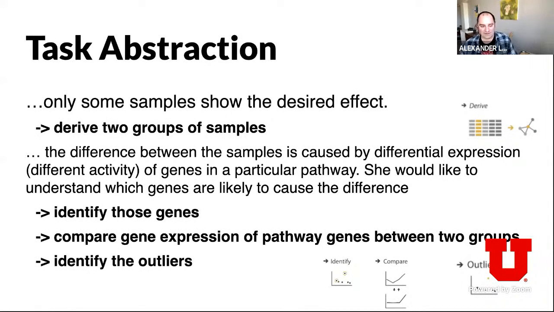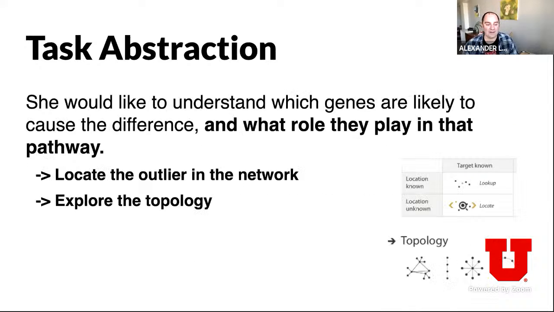So what we can take from this is that we want to identify those genes and then compare the gene expression of pathway genes between the two groups. And then finally, we want to identify the outliers. That's roughly how you could break down the tasks for this particular domain goal. And then she would also like to understand which genes are likely to cause the difference and what role they play in that pathway.